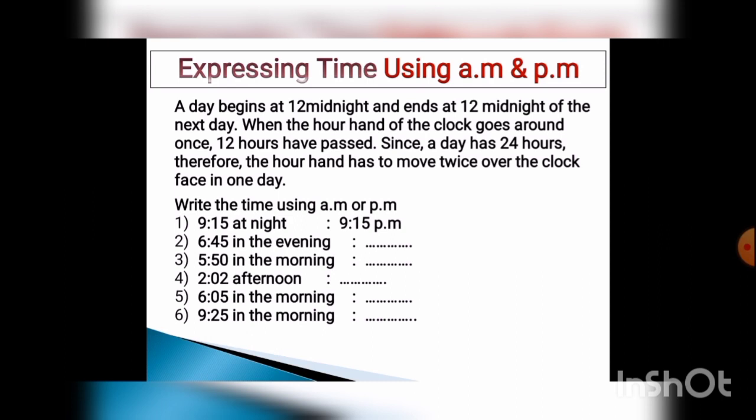Write the time using AM or PM. 9:15 at night, that is 9:15 PM. Look at the next example.